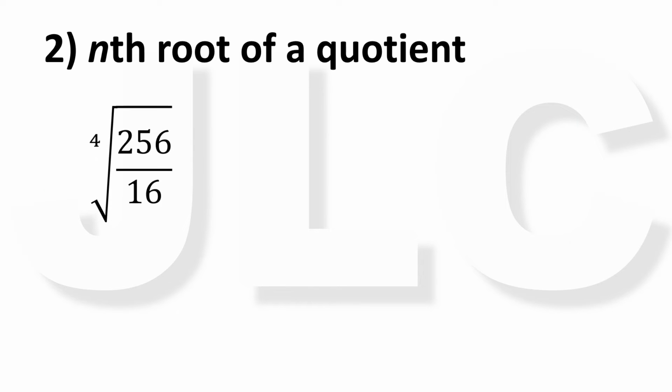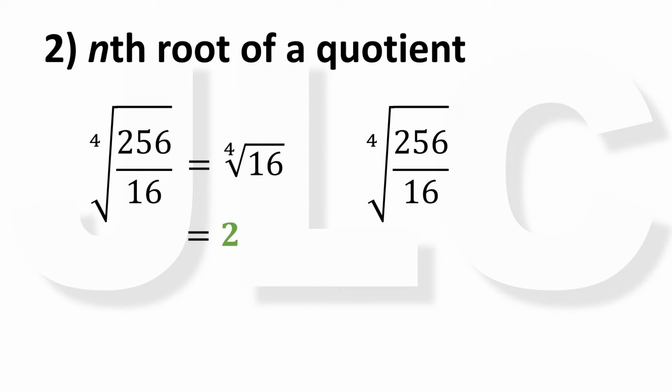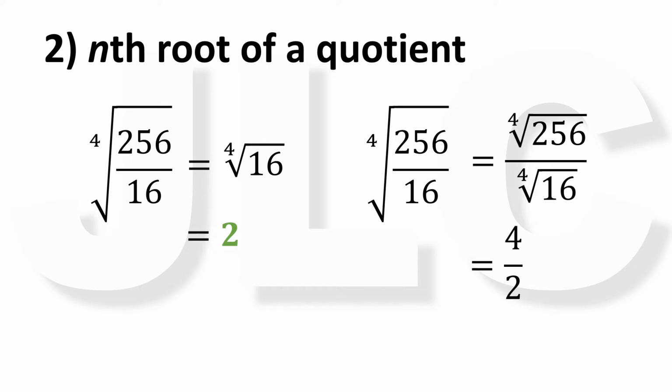Let's say we have 4th root of 256 over 16. 256 over 16 is 16, so we have 4th root of 16. And the 4th root of 16 is 2. Now using the property, 4th root of 256 over 16 equals 4th root of 256 over 4th root of 16. The 4th root of 256 is 4, and the 4th root of 16 is 2. So we have 4 over 2, which is 2.